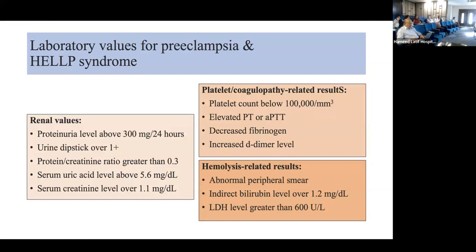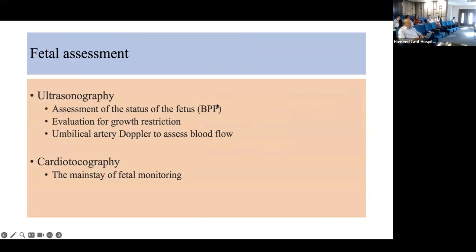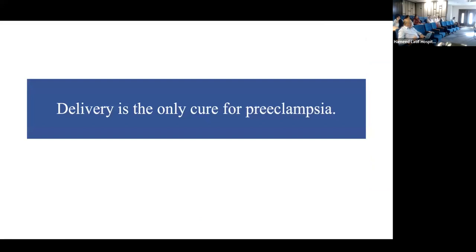Fetal assessment should be carried out through ultrasonography, biophysical profile, evaluation of fetal growth, umbilical artery Doppler, S/T ratio, etc. Cardiotocography is the clinical mainstay of fetal monitoring. The treatment for preeclampsia is delivery.